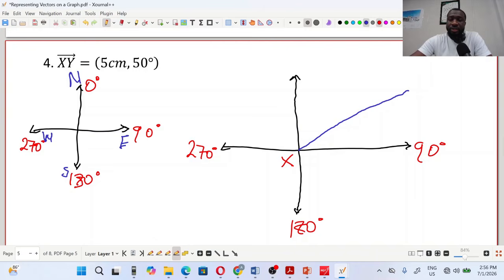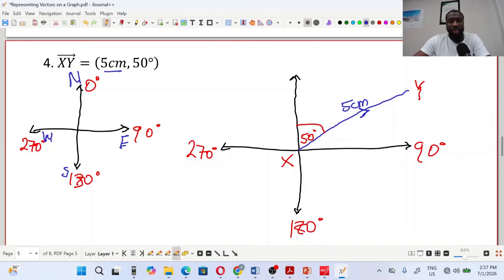right? And I'm going to say this is going to be the point Y. And I know I'm moving because remember we say 50 degrees. So I'm going to say between this angle and this particular angle is going to be my 50 degrees. Right? And we know that it's moving. We say it's moving from X to Y, from the point X to Y. So I bring my arrow. And we say what is the length? 5 centimeters. So I write my 5 centimeters on it.